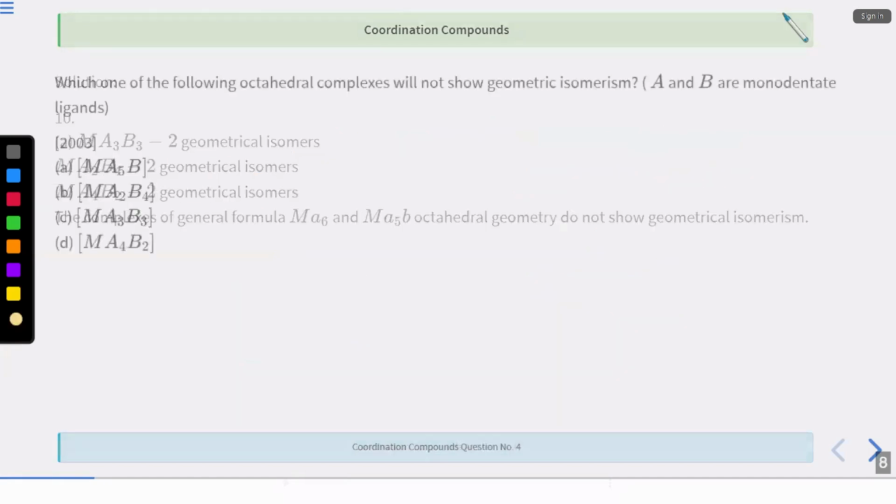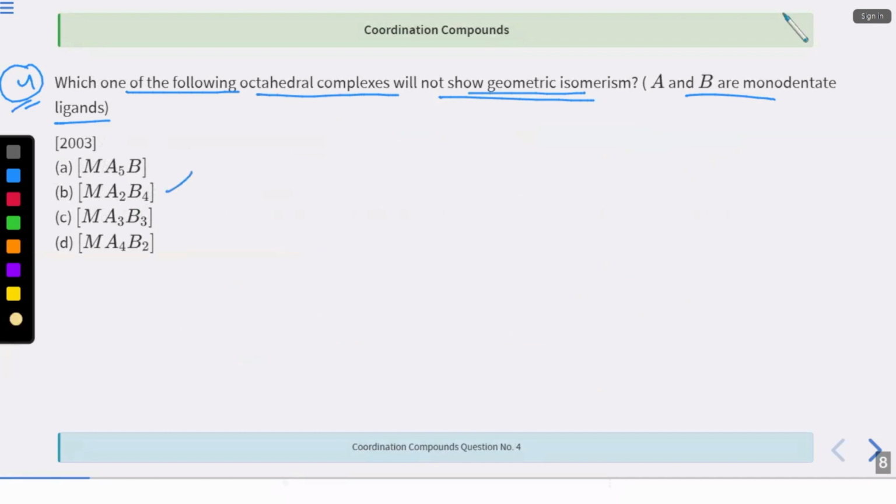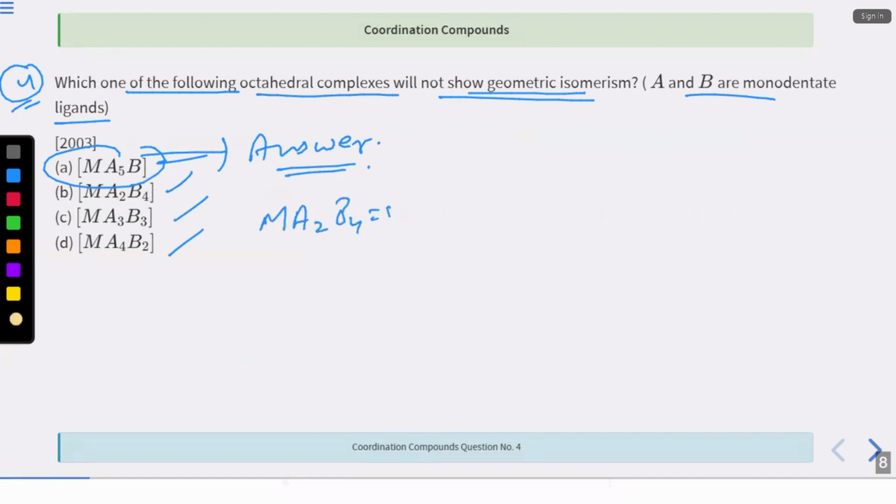Okay, so Ma2B4 shows, Ma3B3 also shows, Ma4B2 also shows. So this is my answer. Okay, so this was for question number 4. Again, an easy one. Let me draw it again. Ma2B4, just like this.